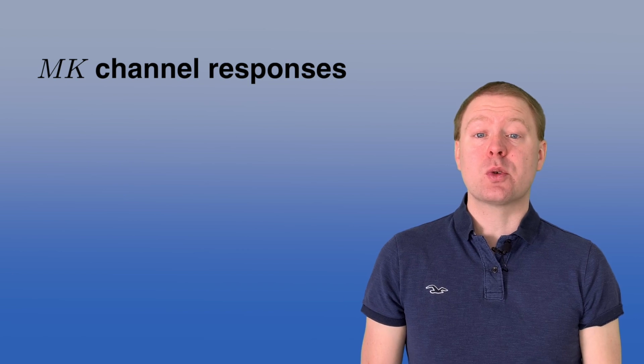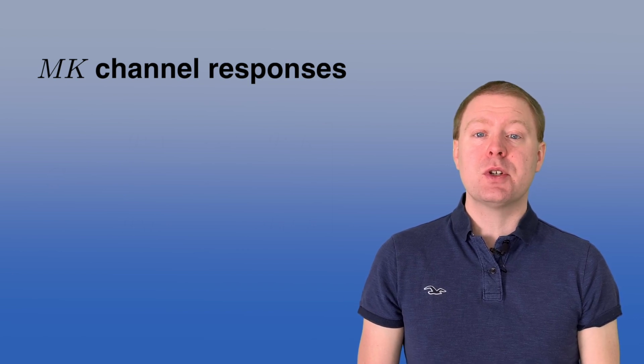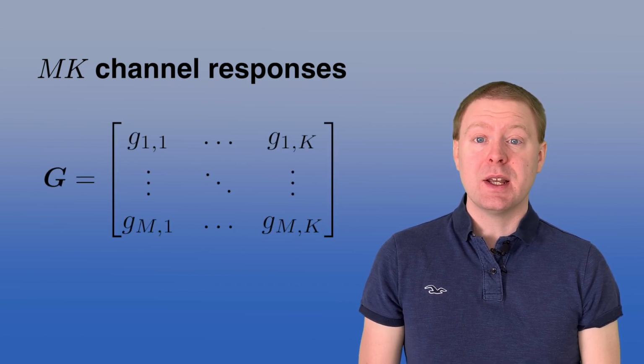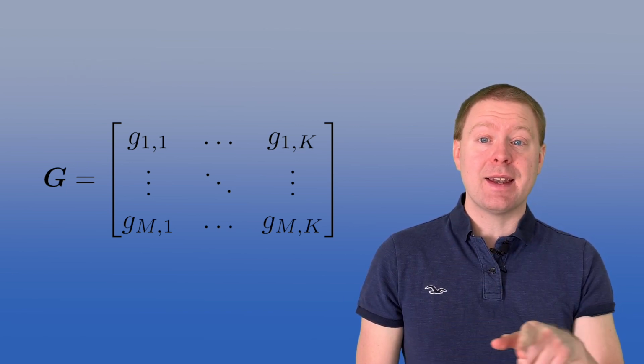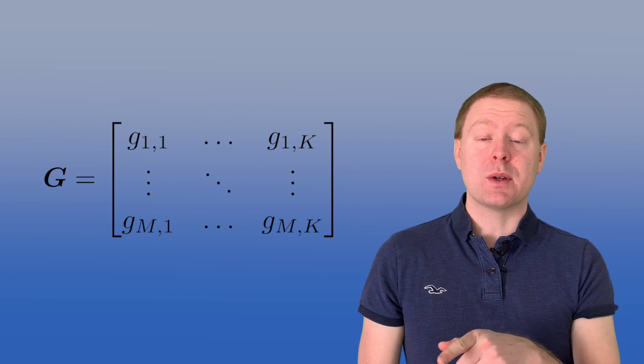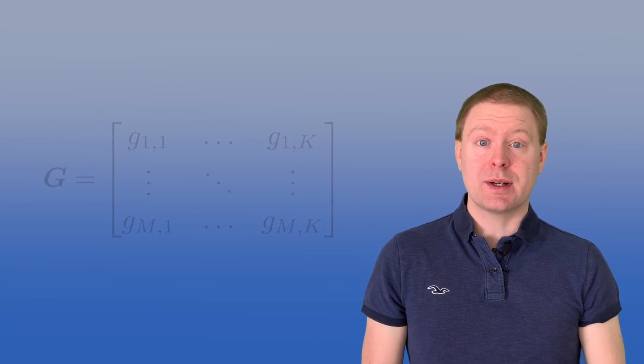In total we have M times K channel responses to describe this channel, and it's convenient to put them into a matrix capital G, where the row is describing which receive antenna we are considering and the column is describing what transmit antenna we are considering.